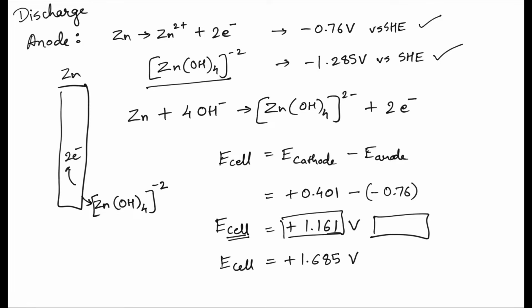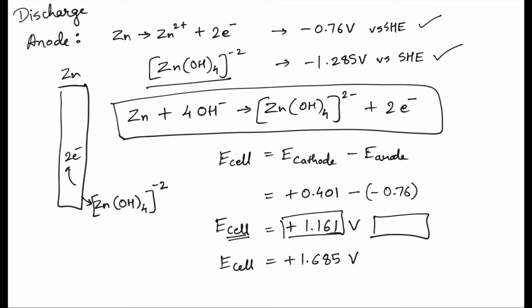It is because the actual reaction that takes place is this one. This reaction takes place, because of which the cell voltage is this one, and due to overpotentials and losses you will get the measured E cell, which will be between 1 volt to 1.5 volt.